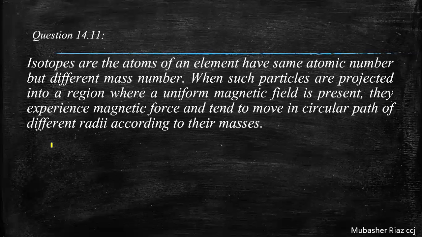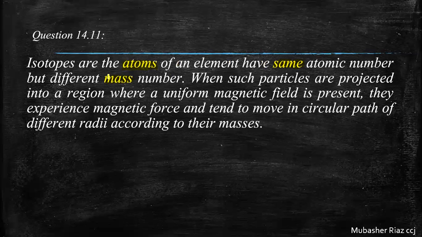Isotopes are actually the atoms of an element which have the same atomic number but different mass number. Since they have the same atomic number, they cannot be differentiated on the basis of their chemical properties. They can only be differentiated by using their physical properties due to their different mass number.